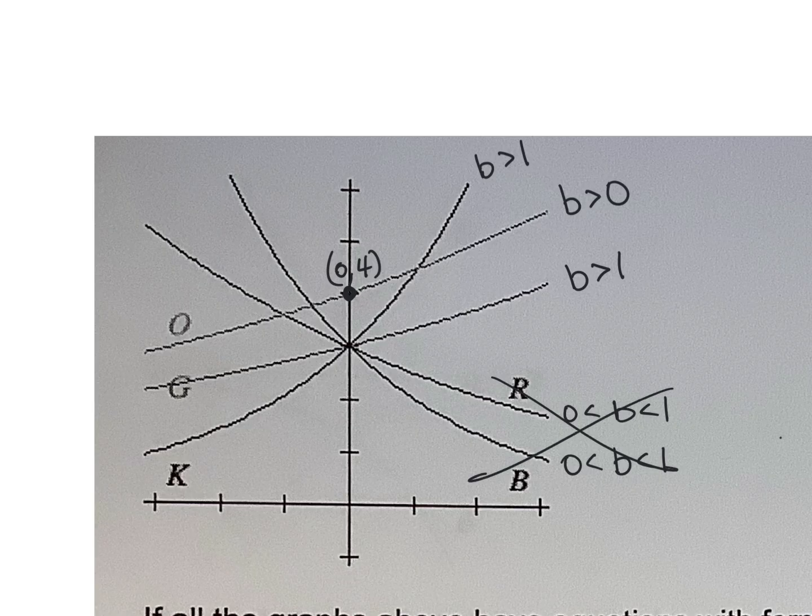So for the largest B value, I am looking at the fact that we are going to have to see which one gets largest quickest. So for O and G, those are going pretty much at the same rate. It's just that they've moved up a level, so they're not at 0.3, they're at 0.4. So in this case, K is going to have the largest B value.